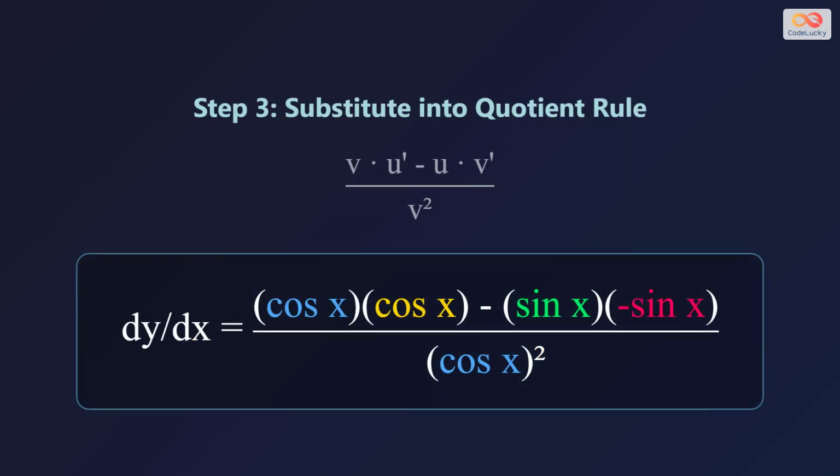Next, we plug these pieces into our quotient rule formula. We get cosine x times cosine x minus sine x times negative sine x, all over cosine x squared.